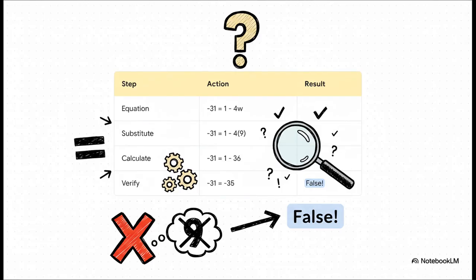Okay, let's try it. The question is, is w equals 9 the right answer here? We'll find out. Let's plug 9 in for w. That gives us 1 minus 4 times 9. Now, order of operations, we do the multiplication first, so 4 times 9 is 36. That gives us 1 minus 36, which is negative 35. So we check. Does negative 31 equal negative 35? No way! That's false. So we know for a fact that 9 is not the right answer.